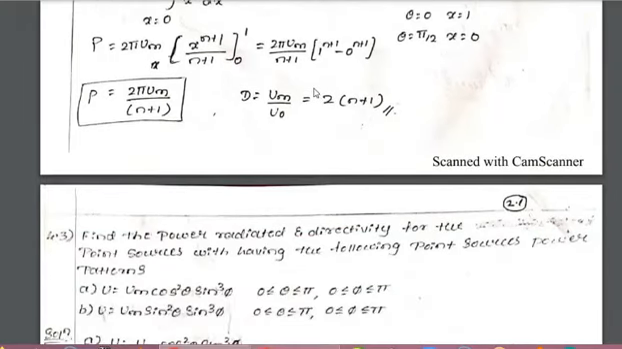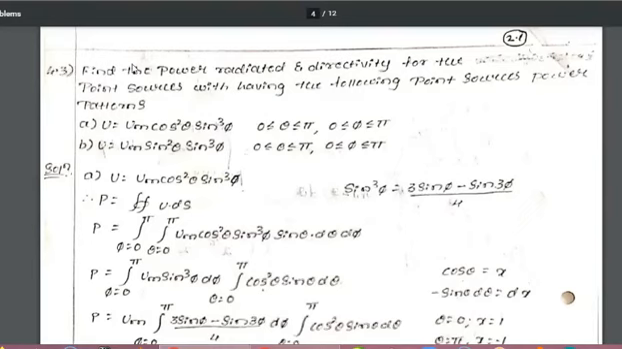Now see what they have given here. We have to find the power radiated, problem 4.3. Find the power radiated and directivity for the point source having the following power pattern. What is given here: U is equal to Um cos square theta sin cube theta. They have given the limits here.